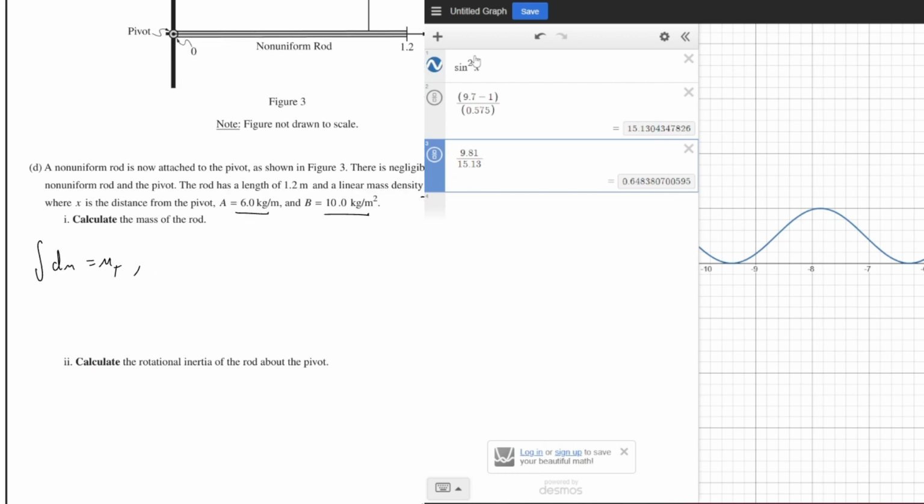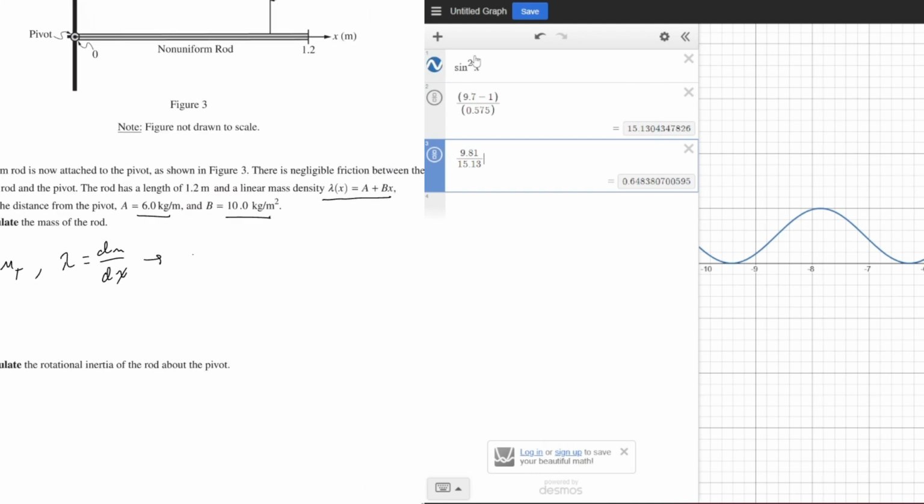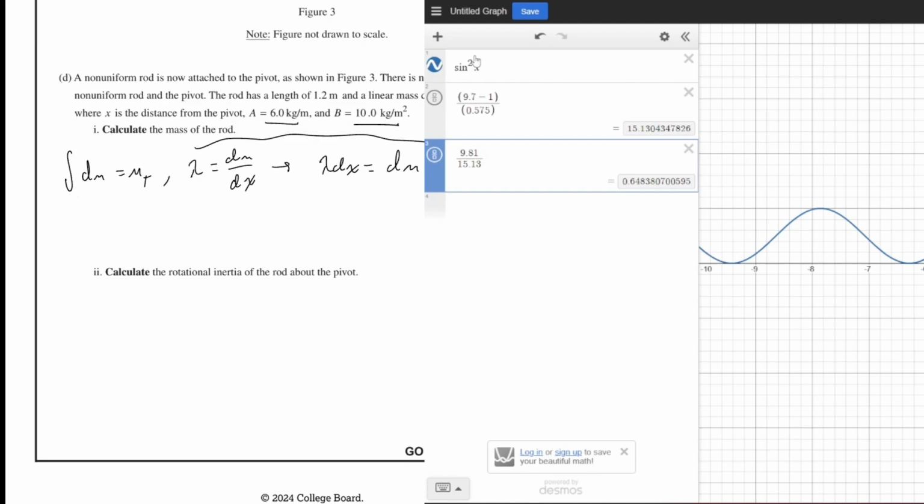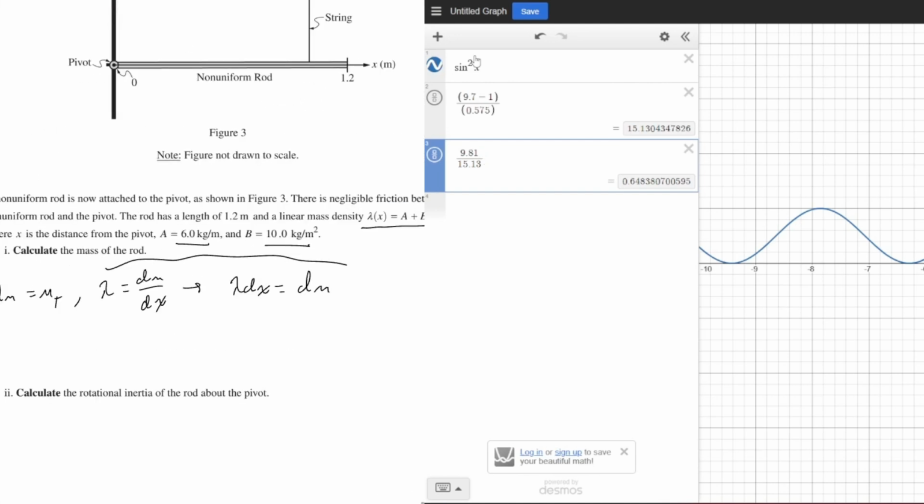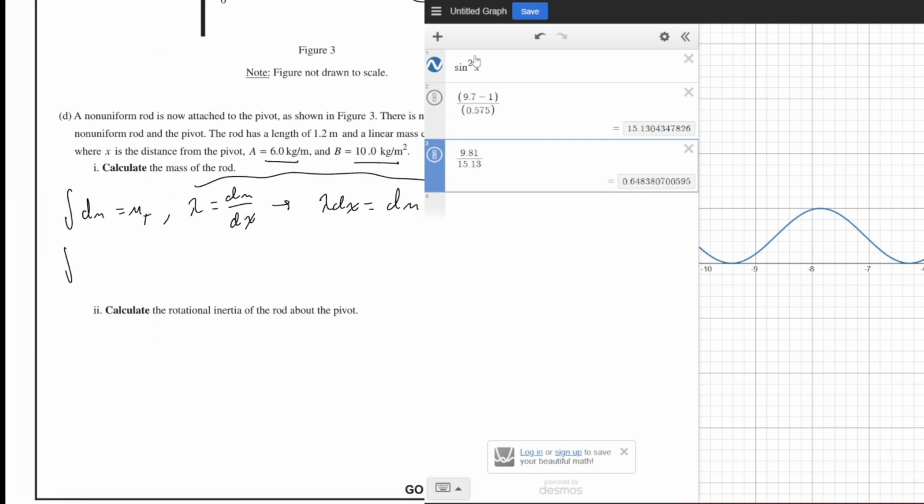So m total. I know that lambda equals dm/dx, and this is on your equation sheet if you forget it. That means lambda dx has to equal dm. They want to see this entire thought process, so I would write this down when you're deriving. Now I'll replace my dm in my integral, with bounds of integration from x equals 0 to x equals 1.2. So from 0 to 1.2, lambda dx is equal to mass total.